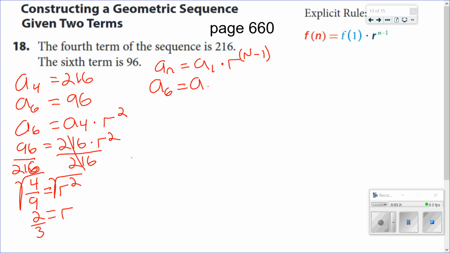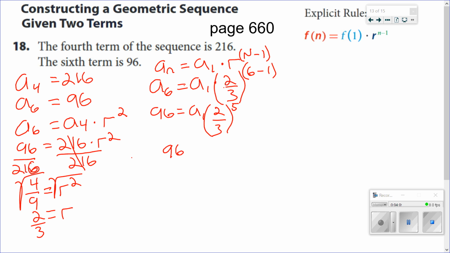That's going to be equal to a sub 1, which I don't know, times the common ratio, which I do know, 2/3, raised to 6 minus 1, since I'm using the sixth term. So that's going to give me a sub 6, which I know is 96, equal to a sub 1, which I still don't know, times 2/3 raised to the 5th. Now that's going to leave me with 96 equal to a sub 1. And don't get too caught up with this a sub 1. It's just x, the unknown that we're looking for.